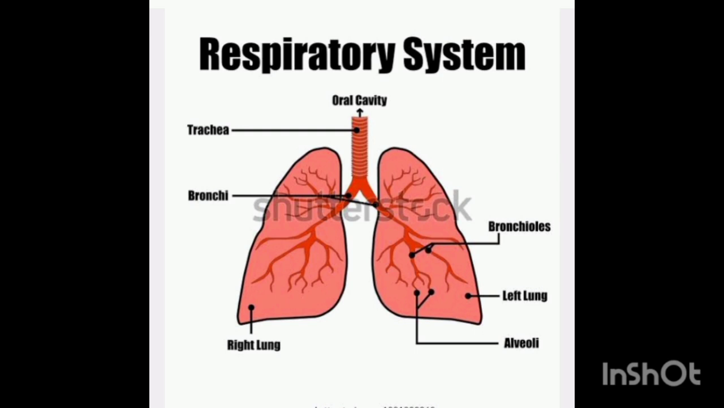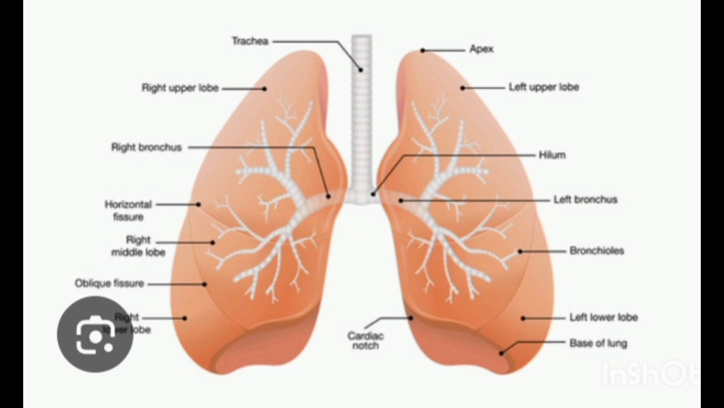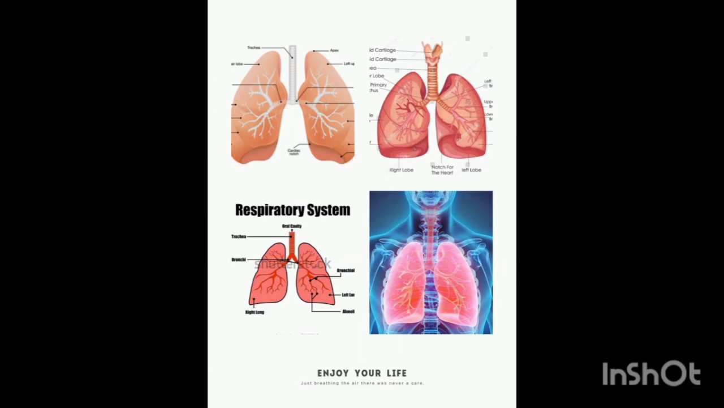Air passages. The trachea, windpipe, divides into 2 bronchi, one for each lung. Each bronchus branches into smaller bronchioles, leading to tiny air sacs called alveoli. Alveoli are responsible for gas exchange. Oxygen from inhaled air diffuses into the bloodstream. Carbon dioxide from the bloodstream diffuses into the alveoli and is exhaled.